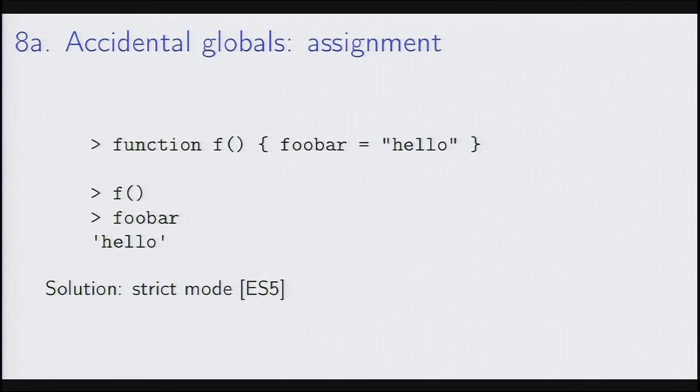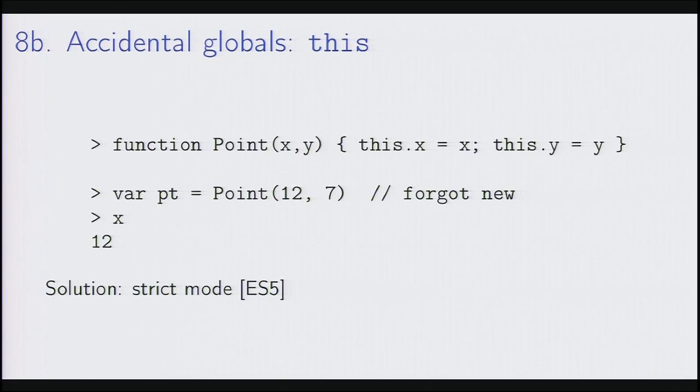Then there's the pitfall of accidental globals, and there are two ways to accidentally create globals in JavaScript. Number one is assigning to an undeclared variable. If you do that here, JavaScript automatically creates a global variable for you. The solution already exists. You can use strict mode, and it will throw an error, which is very nifty. The next way of accidentally creating globals is via this. Whenever you invoke a constructor without new, in current non-strict ECMAScript, this points to the global object, and you're creating global variables.